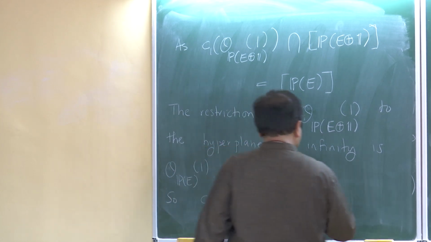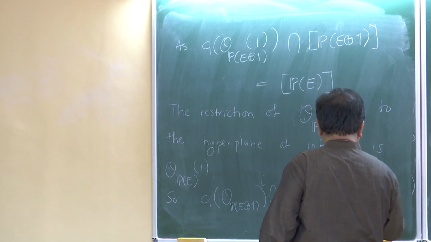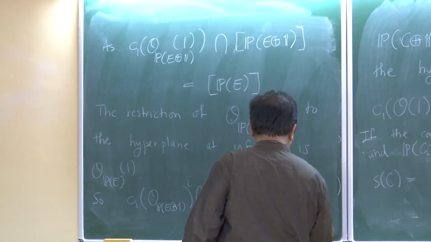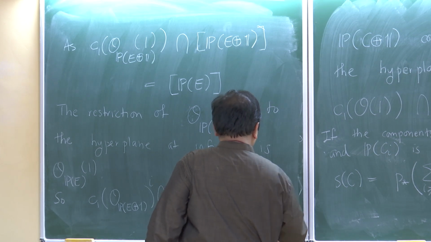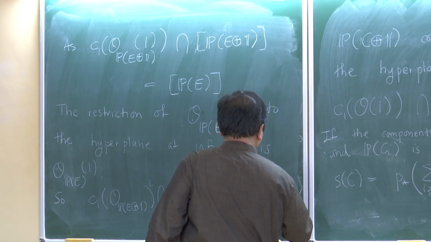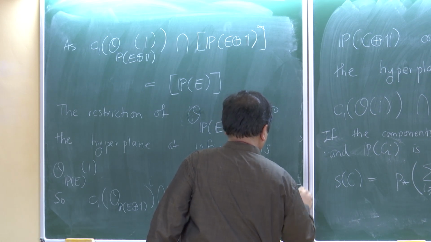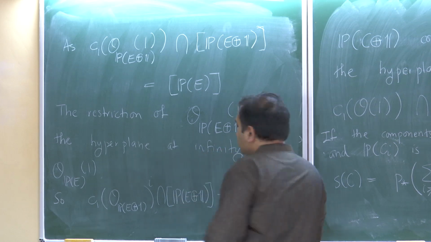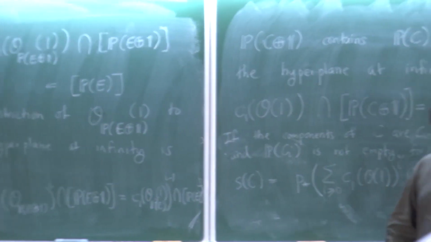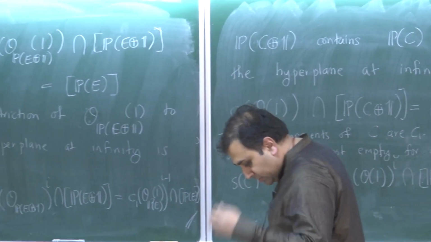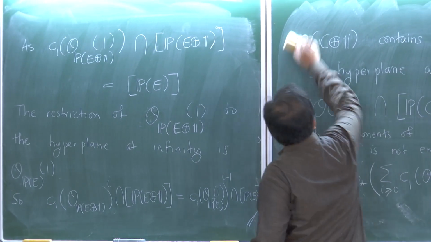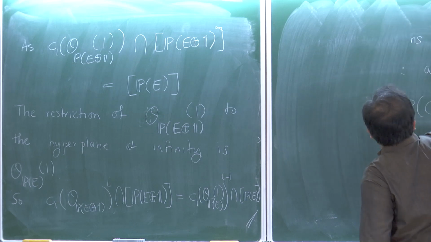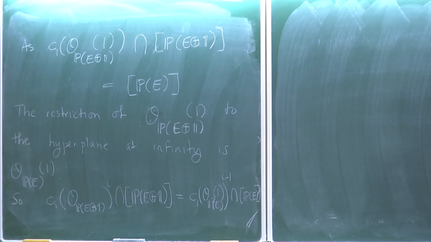So this is the same thing as c1 of O_P(E+1)(1) to the i minus 1 capped with P. Okay, so they are basically the same expression for vector bundles. Okay, so now let us examine a couple more properties of this.